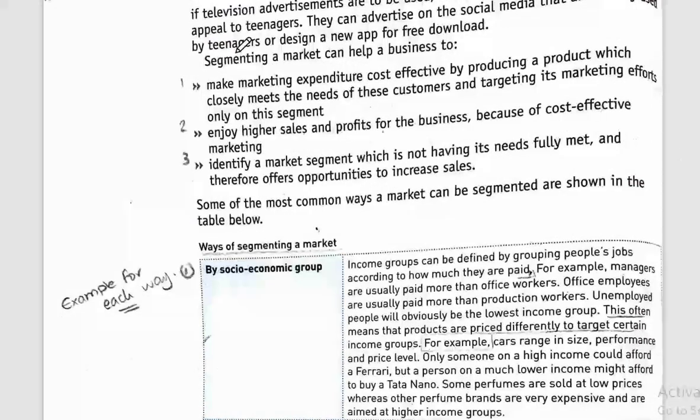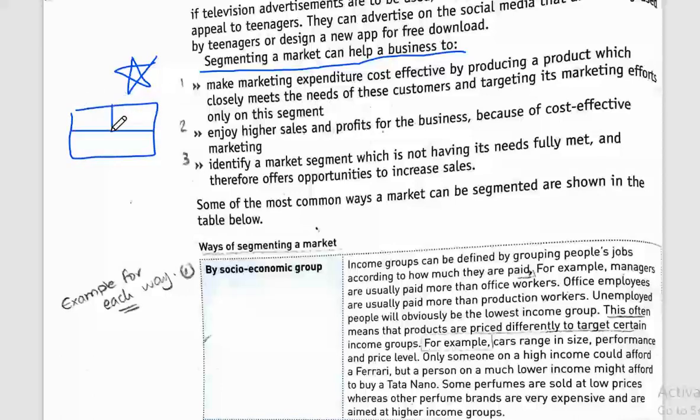So pay attention, this is important over here. When I'm talking about segmenting the market, it's going to help the business in so many ways. The first one is to make marketing expenditure cost effective by producing a product which closely meets the needs of these customers and targeting its marketing efforts only on this segment. So I'm segmenting, let's say this is the market, and I'm segmenting it into subgroups. I will make sure that I'm spending the right amount of money, and the cost is effective when I'm just focusing on this subgroup.